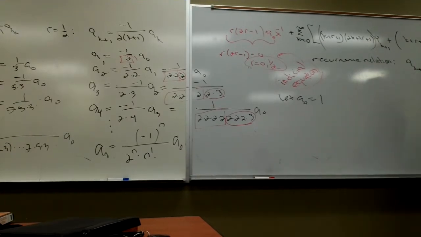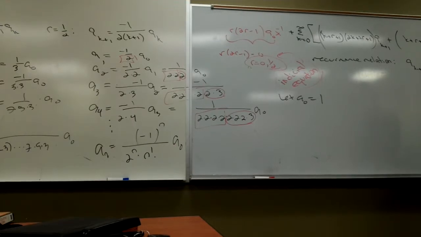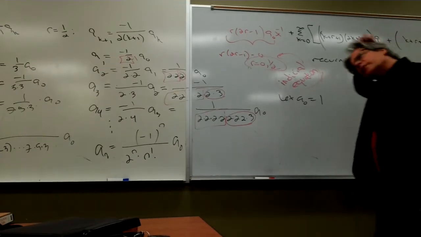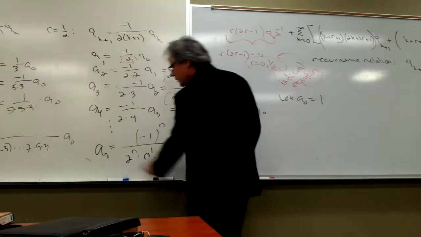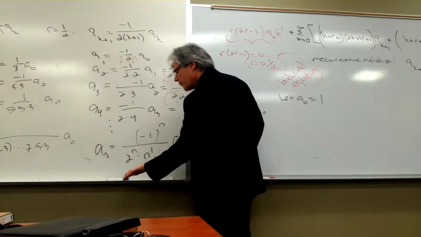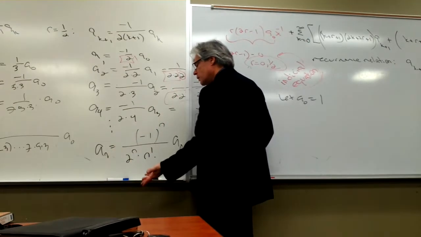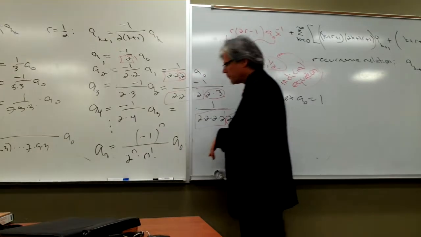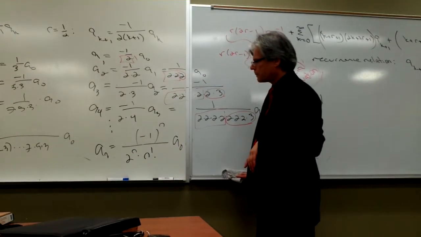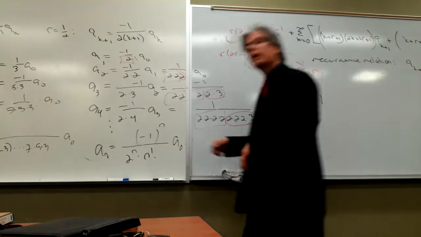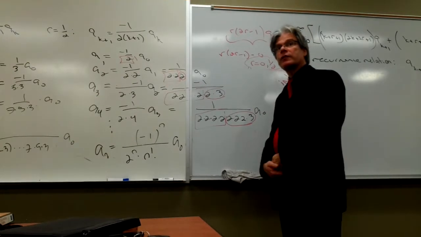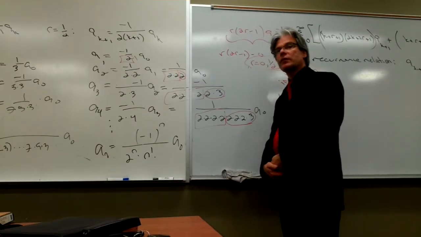By the way, you guys, I still didn't check something. I forgot to check to see if it works when n is equal to 0. If n is equal to 0, what's 2 to the 0 power? 1. What's 0 factorial? 1. What's -1 to the 0 power? 1. Oh, so I guess a sub naught equals a sub naught. I guess the pattern works when n is equal to 0. But it didn't over there.